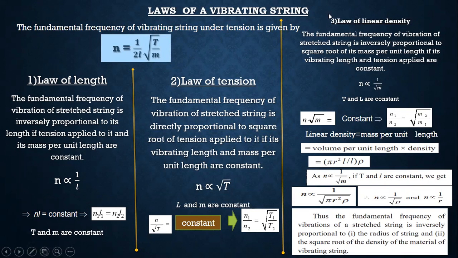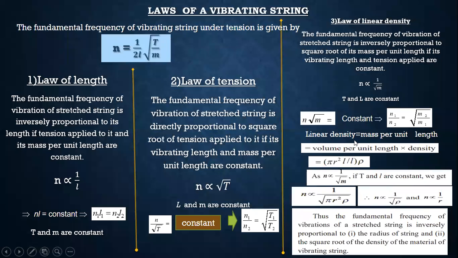Now the third law is called the law of linear density. The fundamental frequency of vibration of a stretched string is inversely proportional to the square root of mass per unit length or linear density if vibrating length and tension are constant. So n is inversely proportional to √m. We can write n√m is constant. We can also write n1/n2 = √(m2/m1).